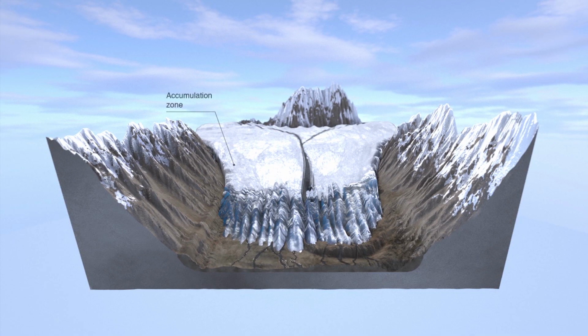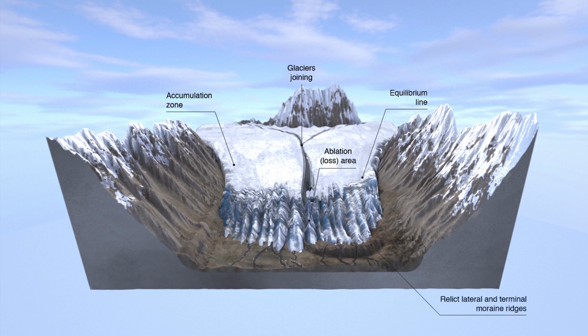The processes which determine the growth and the loss of glaciers are very complex. But basically, in the upper areas of a glacier, you have the accumulation zone, where snow is accumulated, transformed into ice, and gradually moves downhill under gravity to an area where the mass is lost, called a loss area or ablation area. The altitude at which these two zones meet is called the equilibrium line on the glacier. It's a very important point.